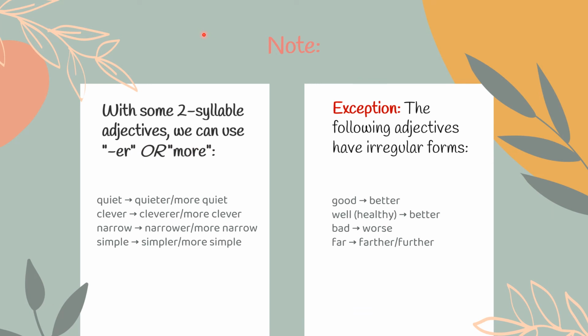Note: with two-syllable adjectives, we can use er or more, like quiet to quieter or more quiet, clever to cleverer or more clever, narrow to narrower or more narrow, and simple to simpler or more simple. Exception: the following adjectives have irregular forms, like good to better, well or healthy to better, bad to worse, far to further or farther.